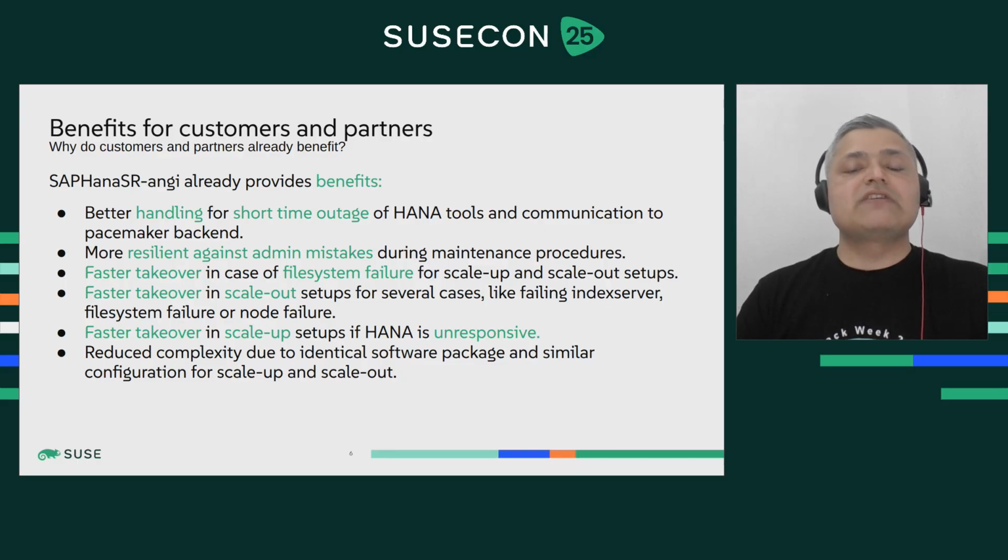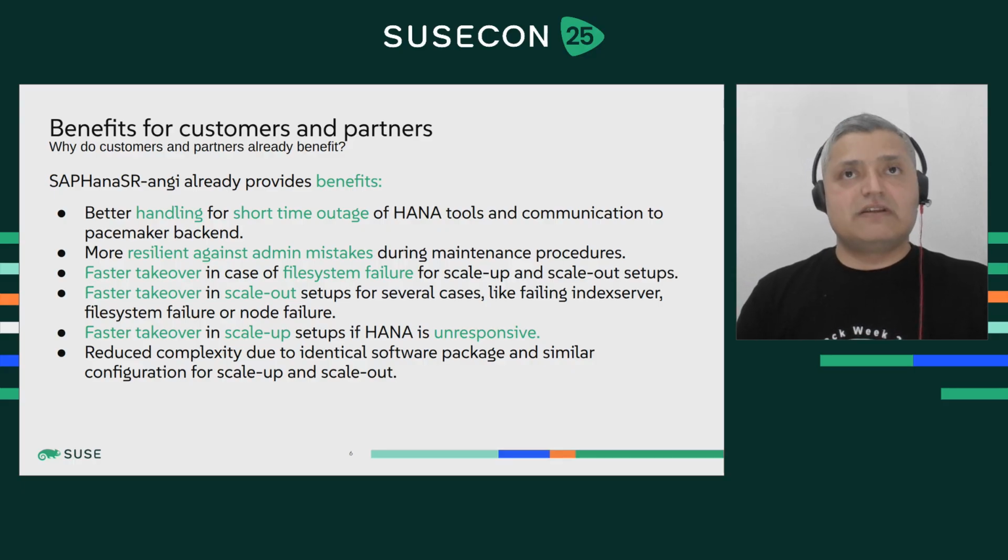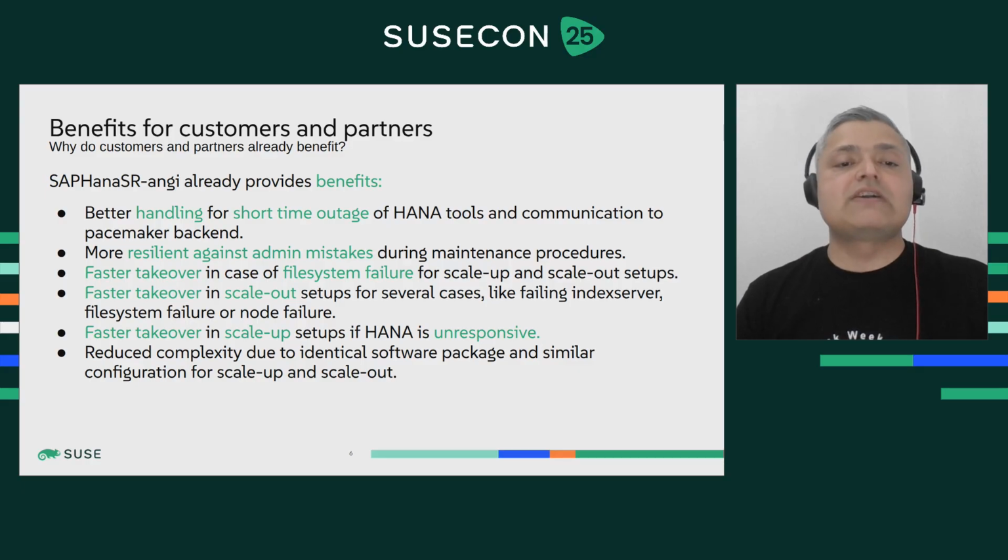Then in case of a scale out, there can be other scenarios like file system failures or node failure, and there is a benefit of faster takeover in those scenarios as well. In case of a scale up also, when HANA is unresponsive, maybe because of file system or some other reason, then also there is a benefit of faster takeover in case of this new package.